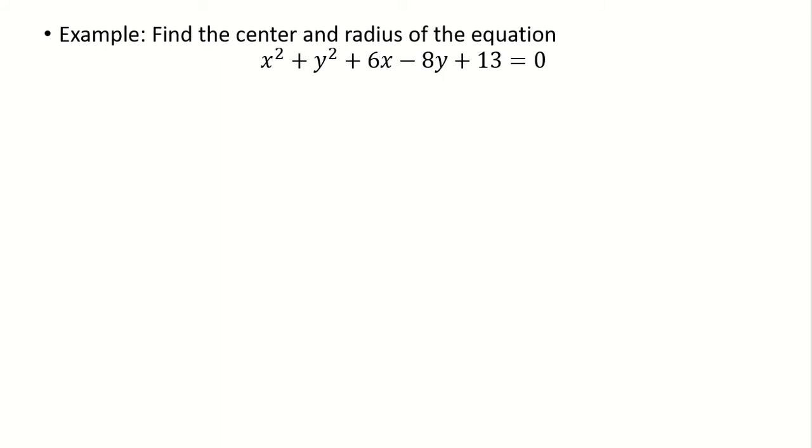The standard form of a circle is (x minus h) squared plus (y minus k) squared equals r squared. If your equation looks like this, then your center will be at (h, k) and your radius will be r.